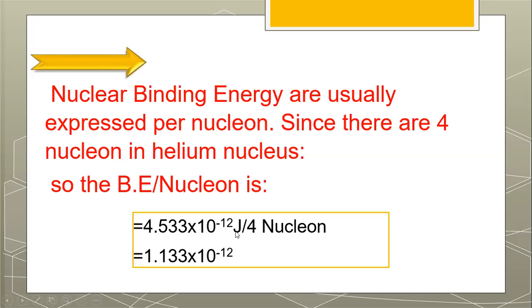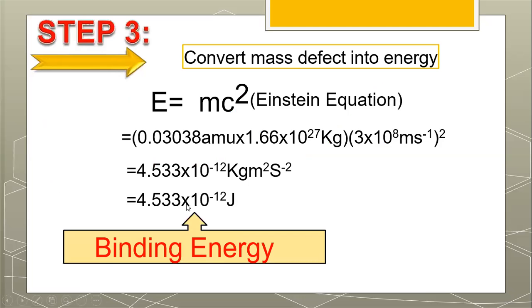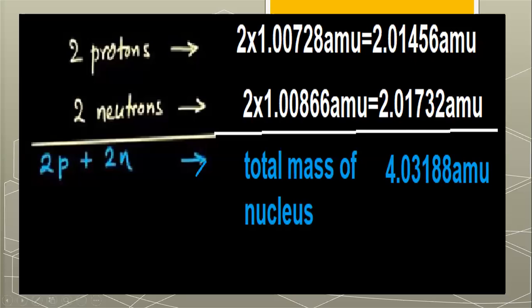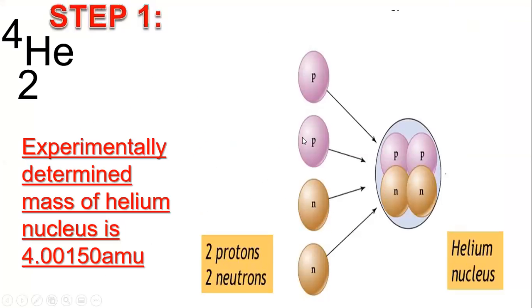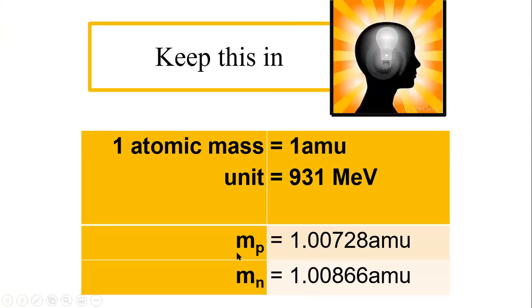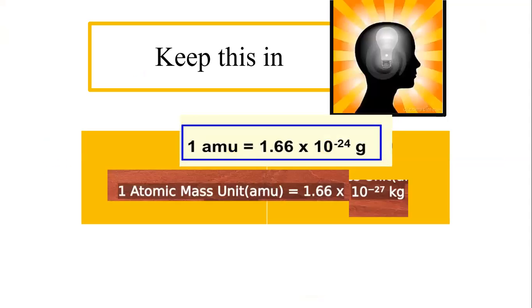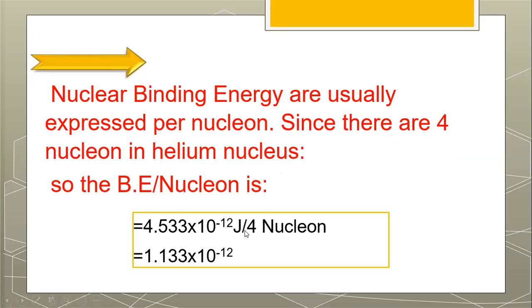4.533 multiplied by 10 raised to power minus 12 joule. That is the value of binding energy, and there are four nucleons present, that is two protons and two neutrons. Two protons plus two neutrons is equal to four. So we divide the value of binding energy by 4, the number of protons and neutrons inside the nucleus, and it will be equal to 1.133 multiplied by 10 raised to power minus 12 per nucleon.